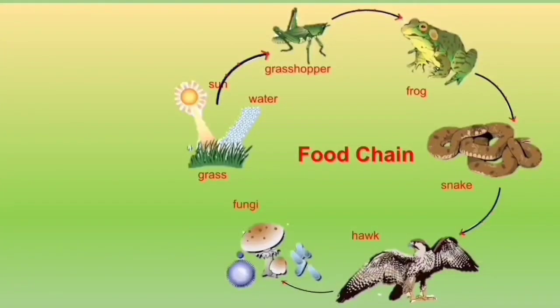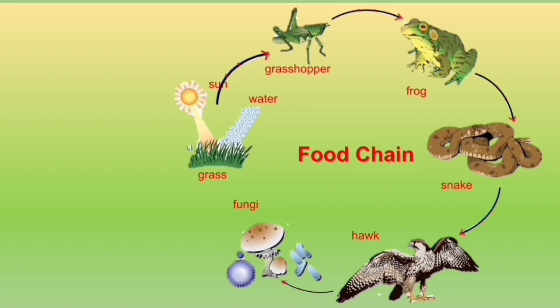Food chain. We know that animals and plants are interdependent on each other. Plants prepare their own food with the help of sunlight and water. Plants are eaten by animals and insects. On your screen you can see grass prepares its food with sunlight and water. Grass is the food for grasshopper.